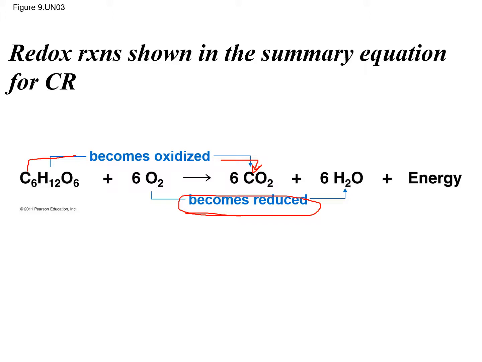And then if you're getting lost and saying, I don't know where the electrons are, just look: this carbon is now really close to two oxygen molecules. So it's buddied up with these oxygen molecules. So we could say this carbon has been oxidized.